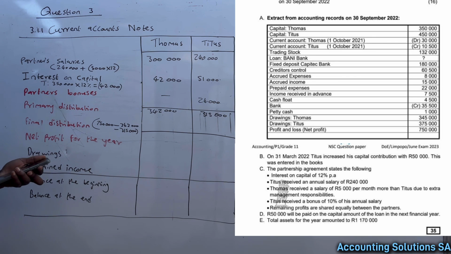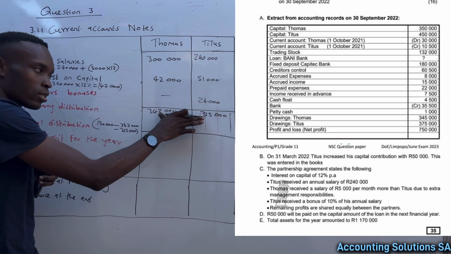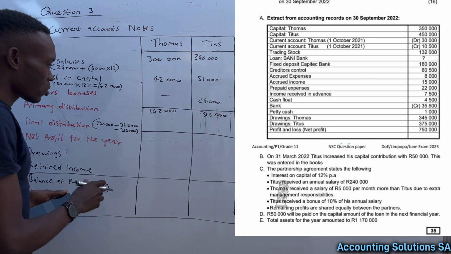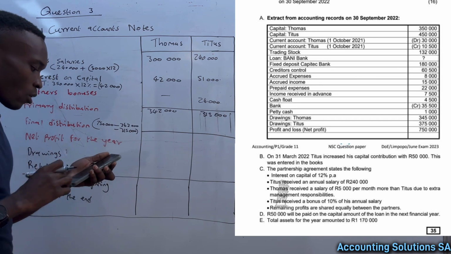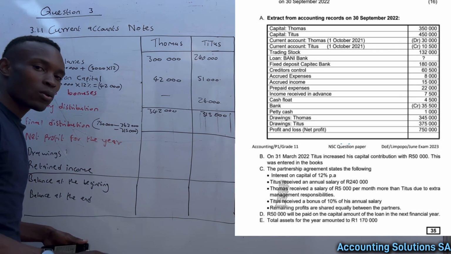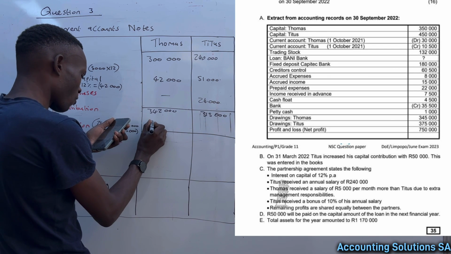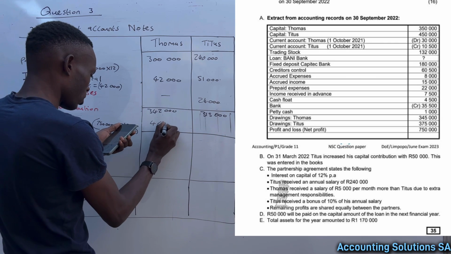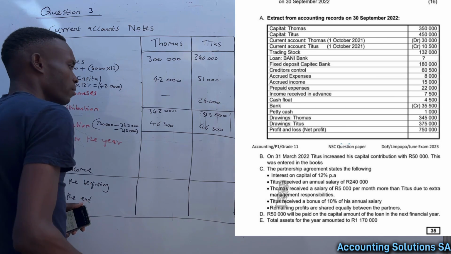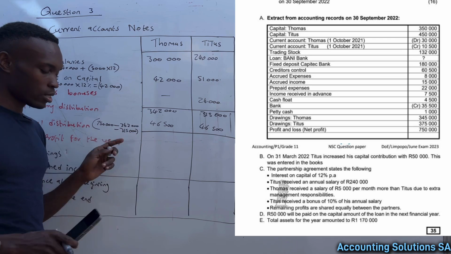So in other words, they are saying that after they distribute this, the remaining profit has to be shared equally. So the remaining balance that we are going to get here, we divide by 2. Then after dividing by 2, we allocate those amounts, which is going to give you 46,500 and 46,500. If you add these two together, it will give you the remaining balance when you subtract in this case.